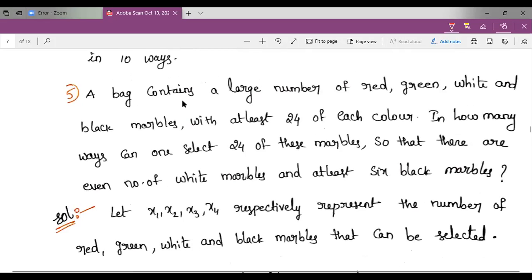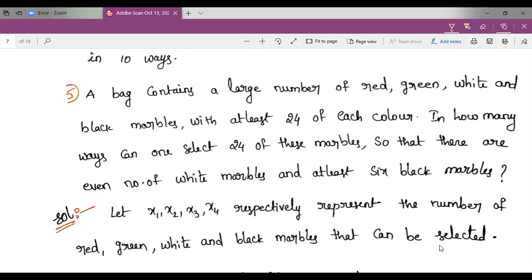A bag contains a large number of red, green, white and black marbles with at least 24 of each color. In how many ways can one select 24 of these marbles so that there are an even number of white marbles and at least 6 black marbles?